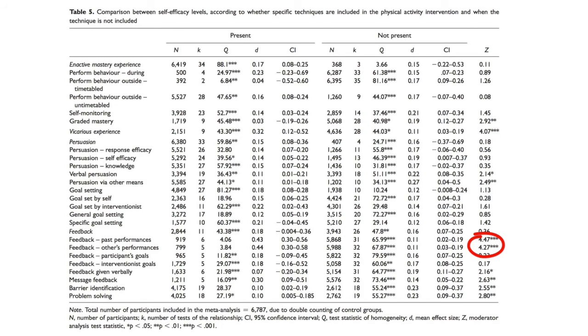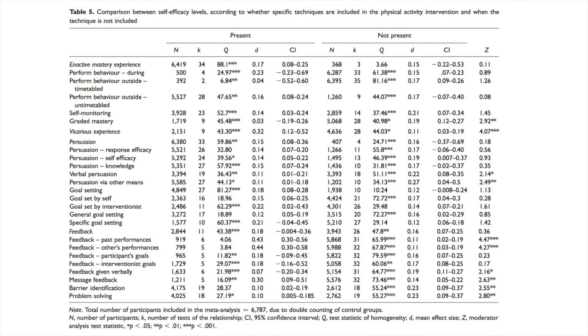Similarly, people's feedback on their past performance is massively important. When you include feedback on someone's past performance or even on someone else's performance, the effect size is 0.44. When you don't include it, it's a quarter of that at 0.11. This means we get a moderate effect size on self-efficacy when you include things like feedback on past performance and vicarious experience, and you get a very small effect size when you don't include those things.